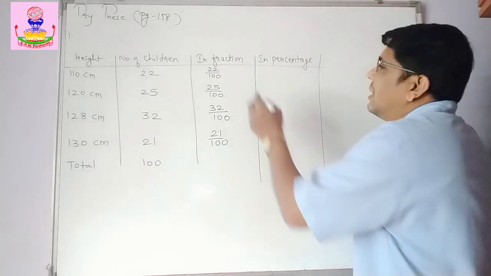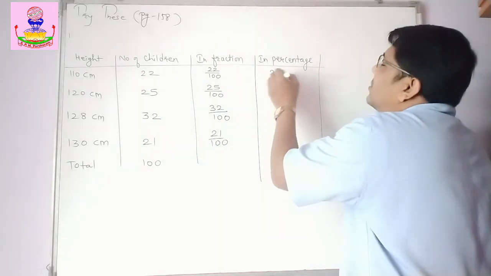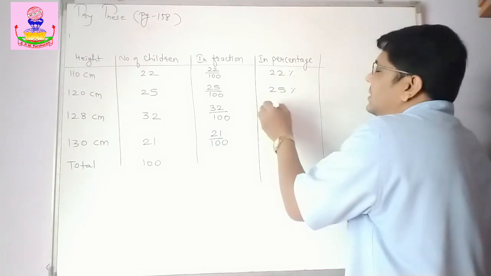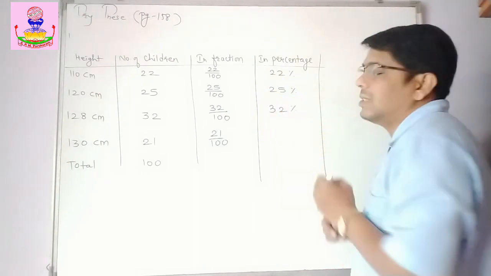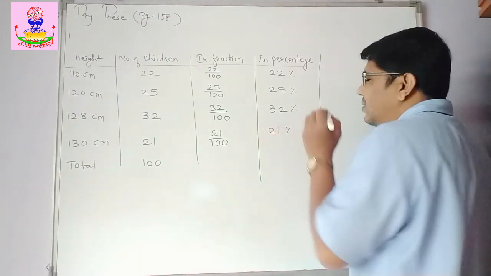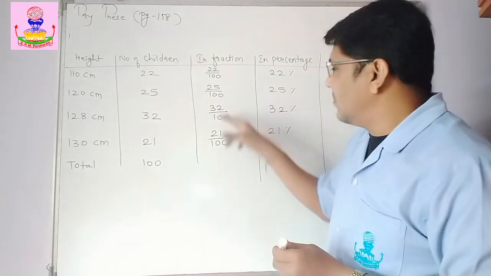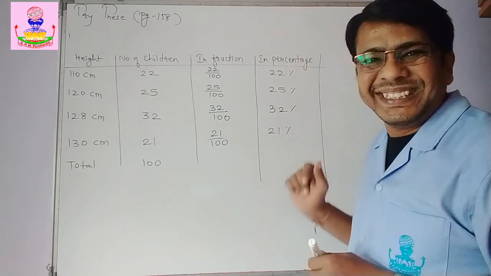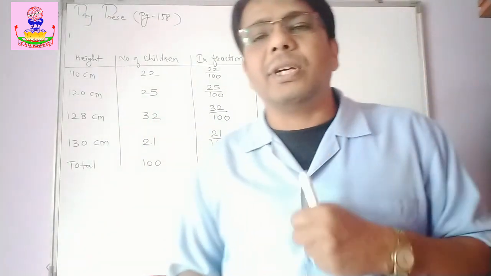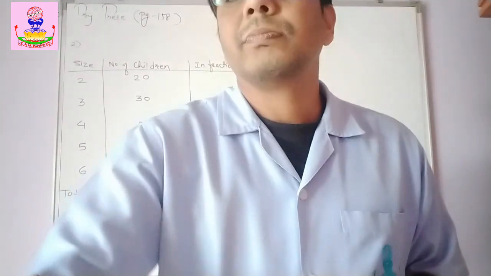Do you get it? So now 22 upon 100 means 22%. 25 upon 100 means 25%. 32 upon 100 means 32%. And 21 upon 100 means 21%. If you add them, you will get 100%. It has to be. Okay, so this is the first example. Let's move to the second example.